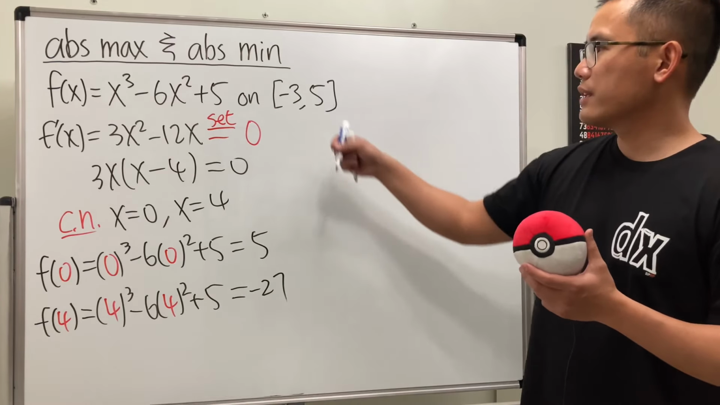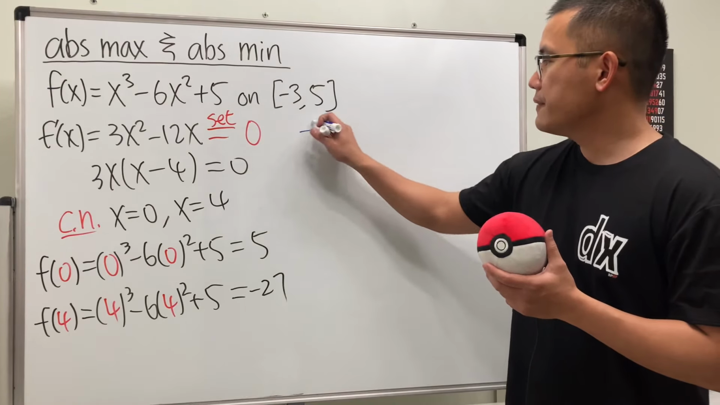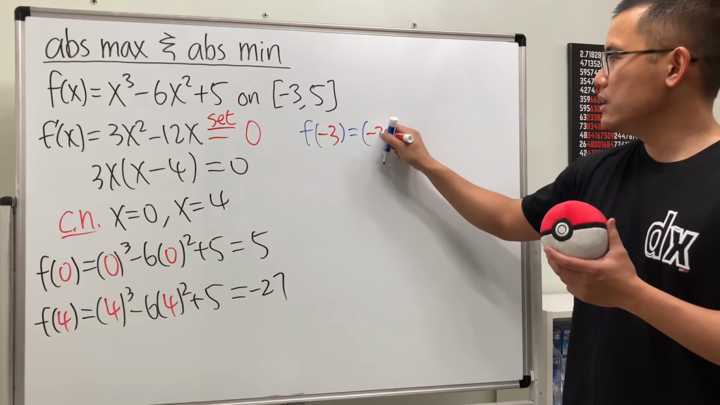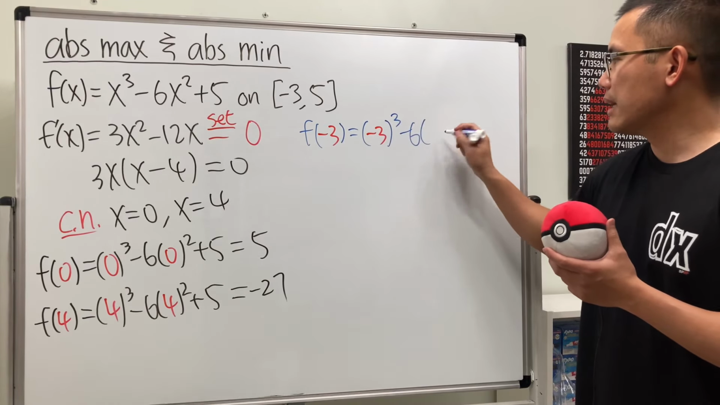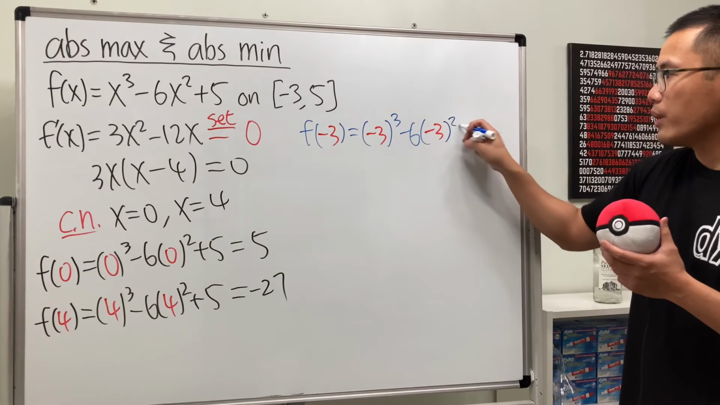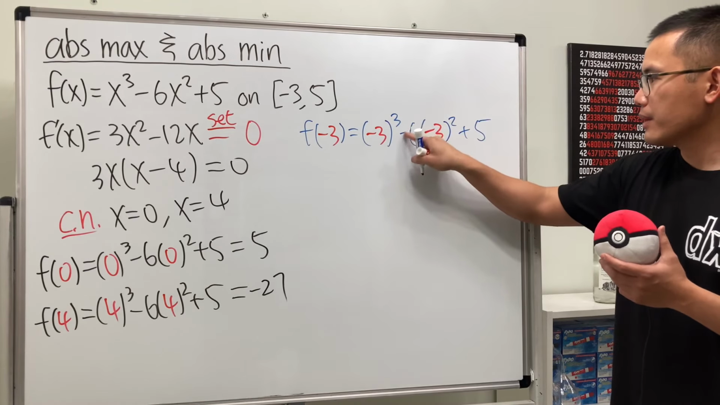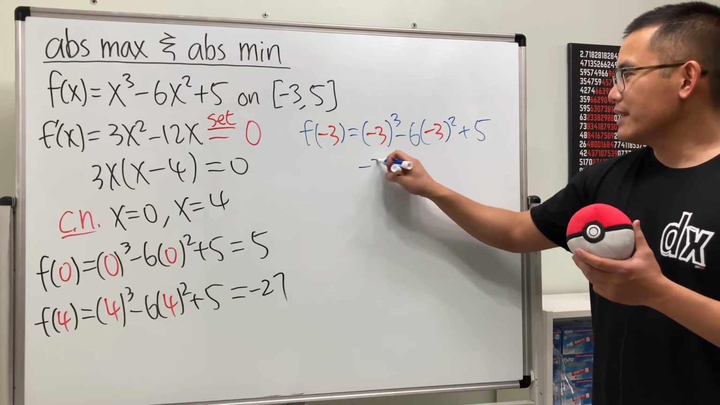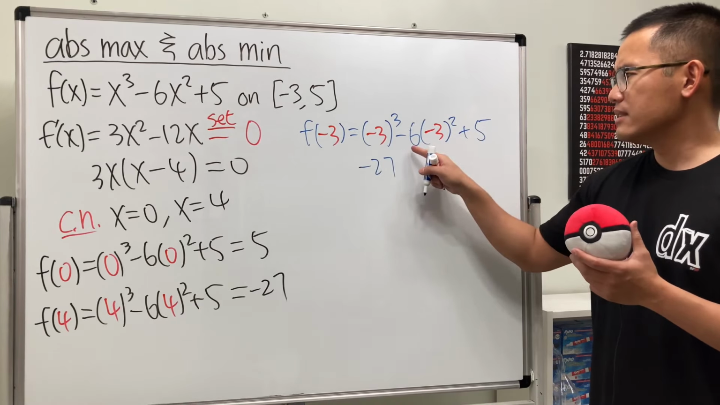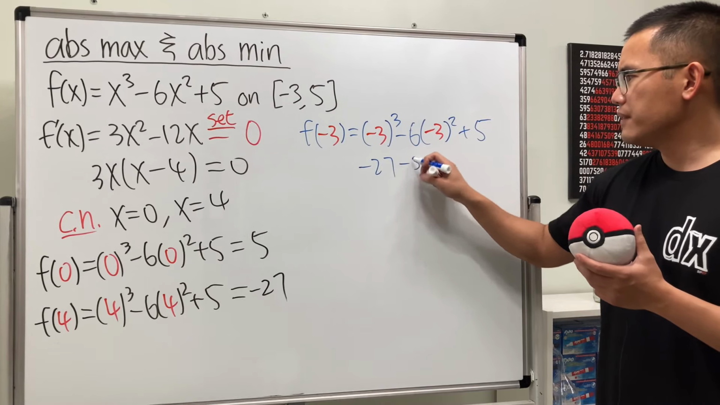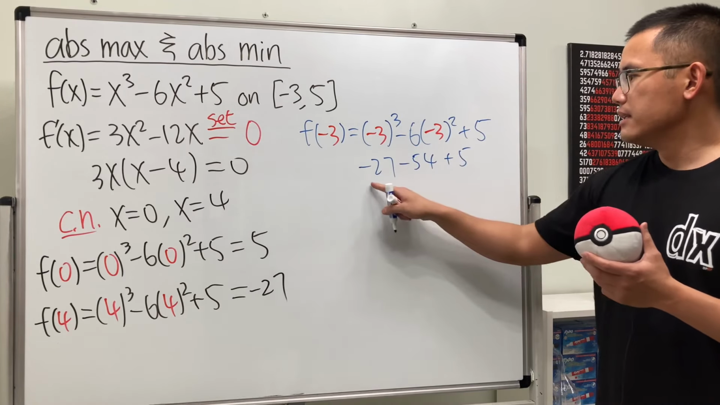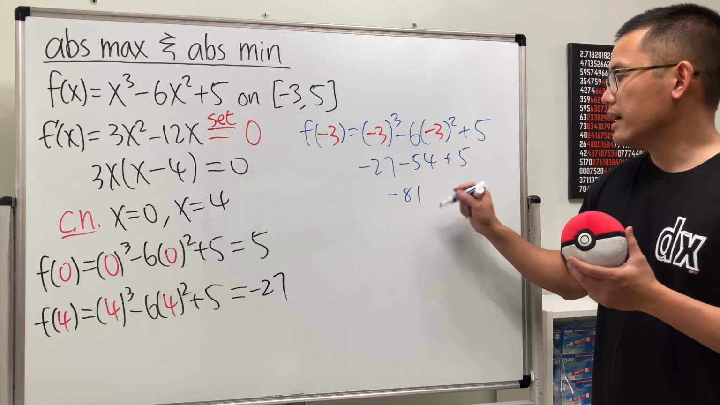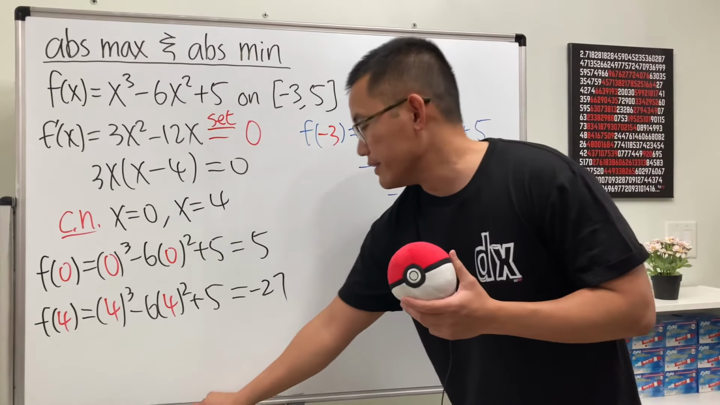Alright, and now we still have to check the endpoints. So let's see. f at negative 3, this is negative 3 to the third power minus 6 times negative 3 squared plus 5. Okay, so again, another challenge for this, right? This is negative 27, and then 9 times 6 is minus 54, and then plus 5. This is negative 81, and then plus 5, altogether is negative 76.